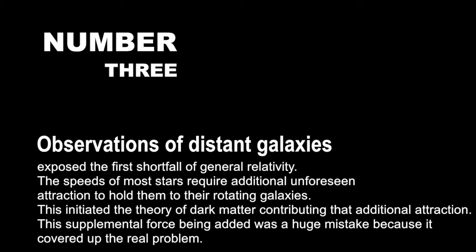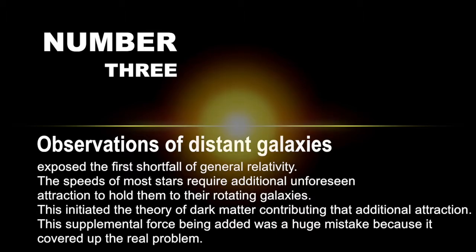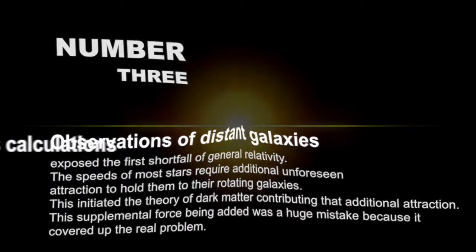Number 3. Observations of distant galaxies exposed the first shortfall of general relativity. The speeds of most stars require additional unforeseen attraction to hold them to their rotating galaxies. This initiated the theory of dark matter, contributing that additional attraction. This supplemental force being added was a huge mistake because it covered up the real problem.